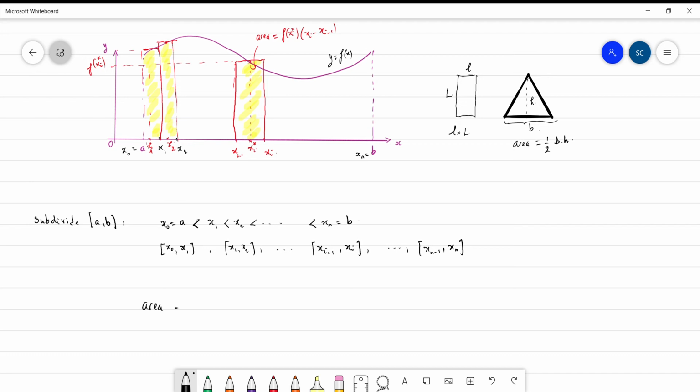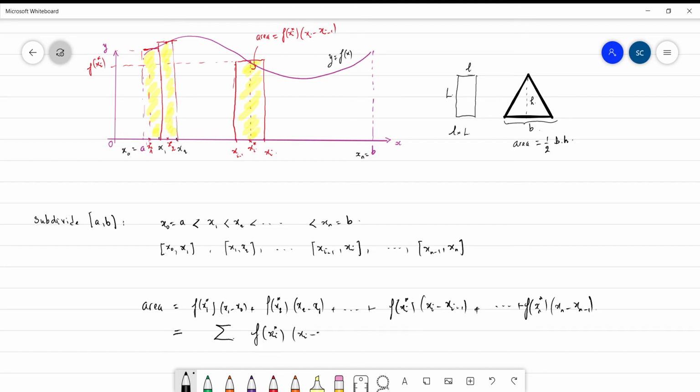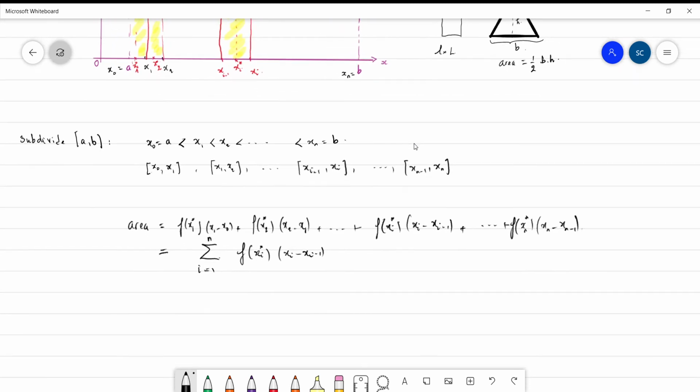So the total area of the rectangles will be f of x1 star times x1 minus x0, plus f of x2 star times x2 minus x1, etc., f of xi star times xi minus x(i-1), up to f of xn star times xn minus x(n-1). This sum, we use the sigma notation and write it as the sum of f of xi star times xi minus x(i-1), i from 1 to n. And this sum is an approximation, of course not exact, of the exact area.